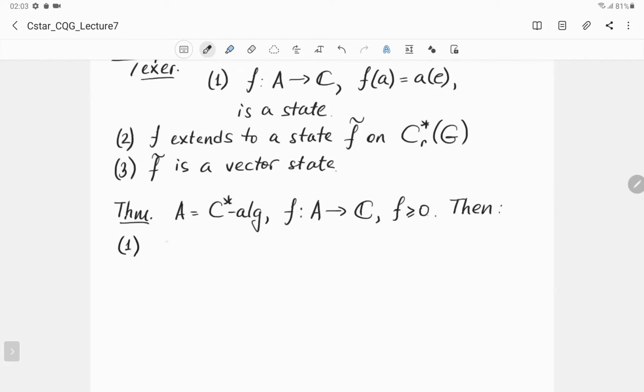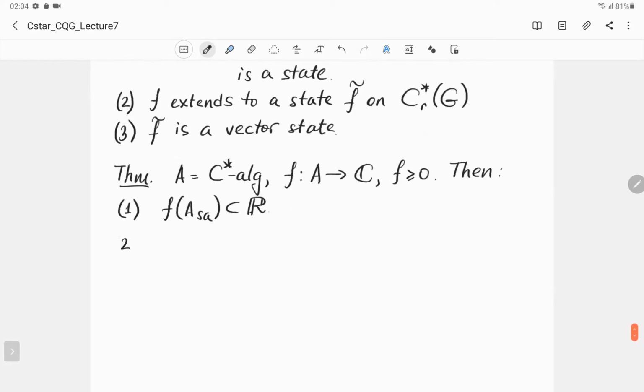first of all, f takes self-adjoint elements of A to real numbers. Second, I claim that f is compatible with the involution. It takes a star to the complex conjugate of f of a. And finally, I claim that f is continuous.